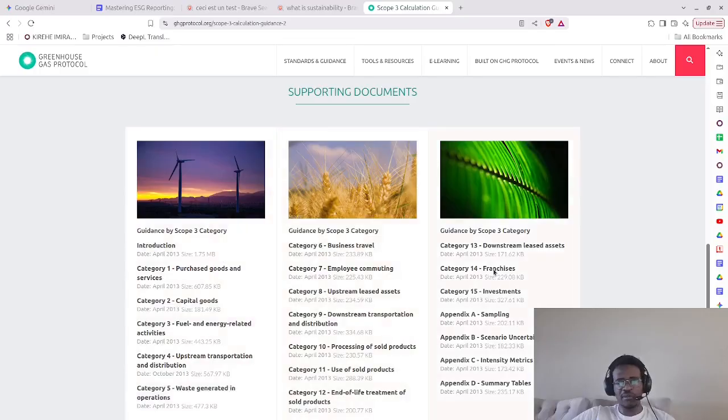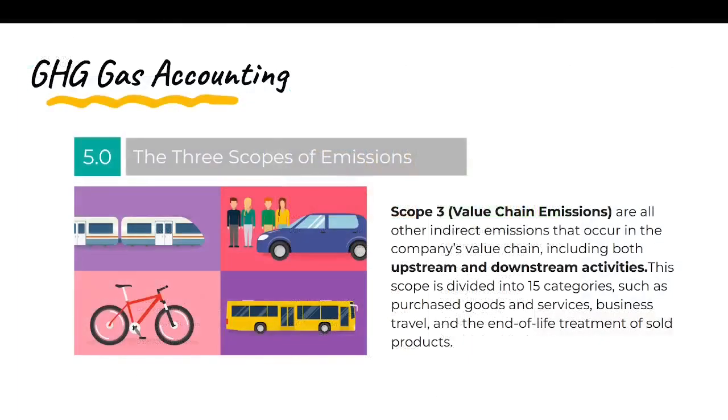So again, if you're interested in this kind of reading, you can just go to the GHG protocol, read it for yourself, understand, and see how to make sense of it. So that's all for the Scope 3 emissions.